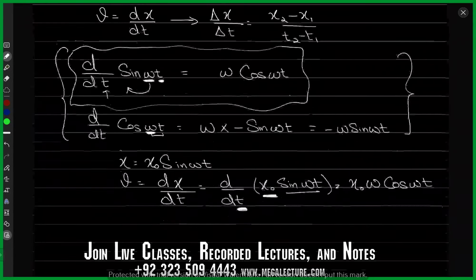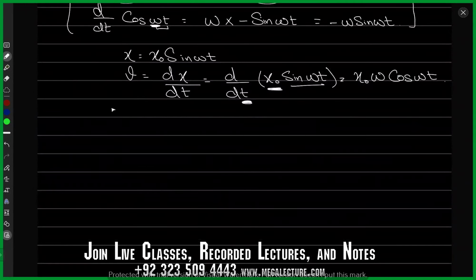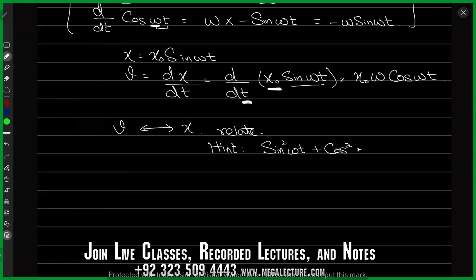So now I'll send you these notes, right? Do this as an exercise. Relate v, velocity, and displacement, right? Relate them. I'll give you a hint, right? By using this thing that sine squared omega t plus cos squared omega t is equal to 1. This is a trigonometric identity, which is basically sine squared theta plus cos squared theta is 1.